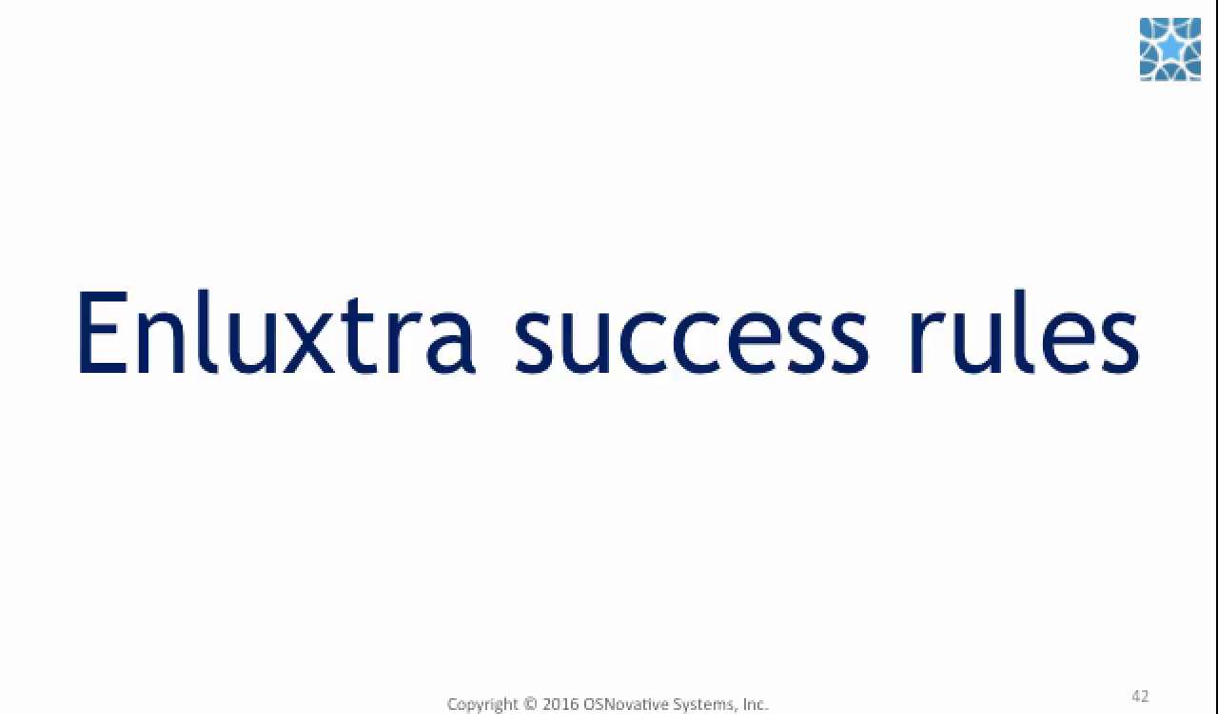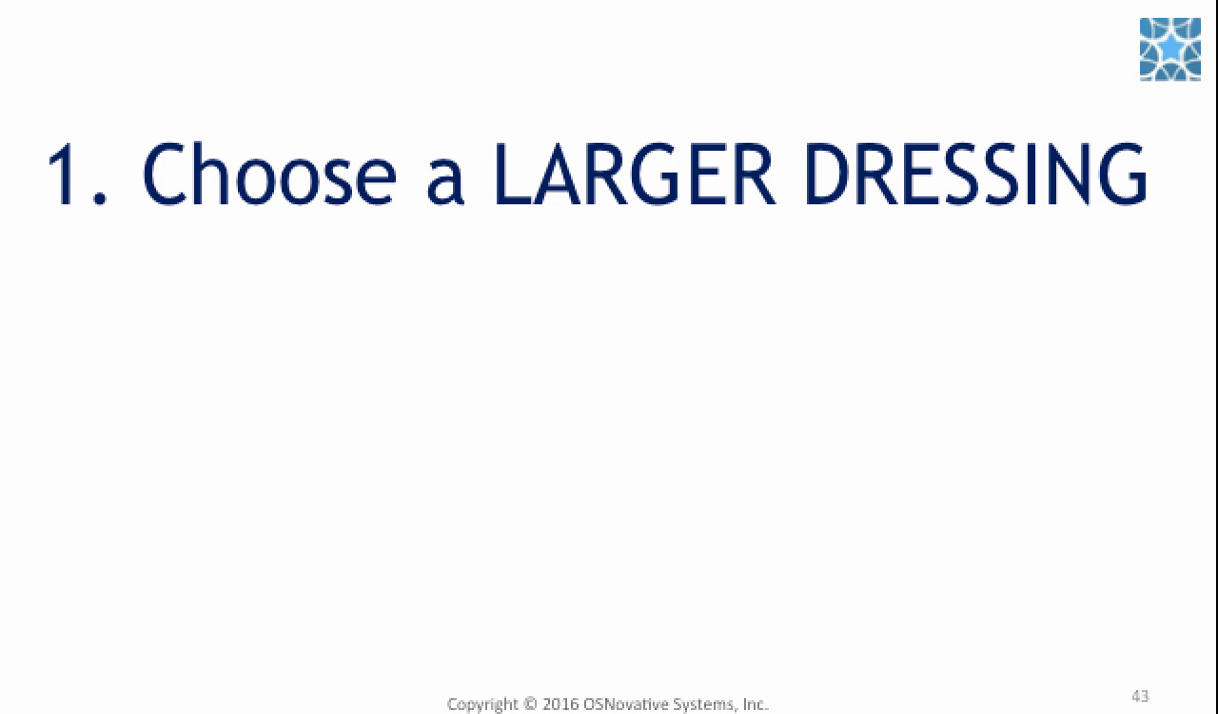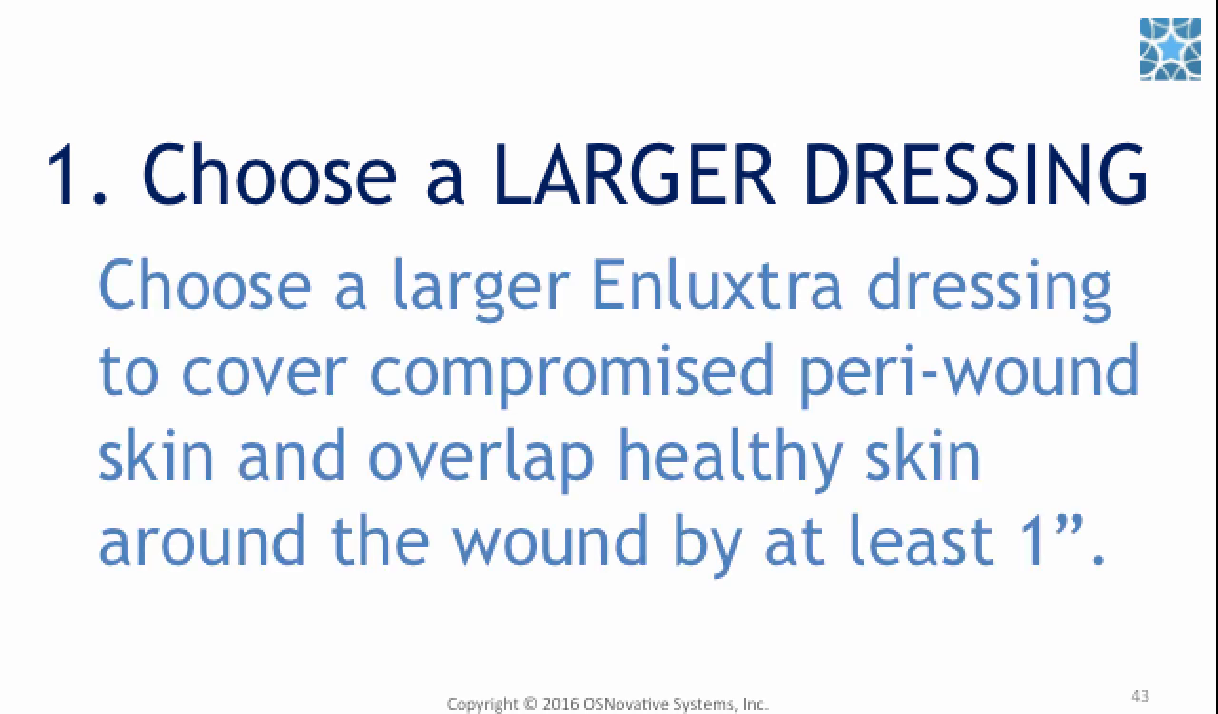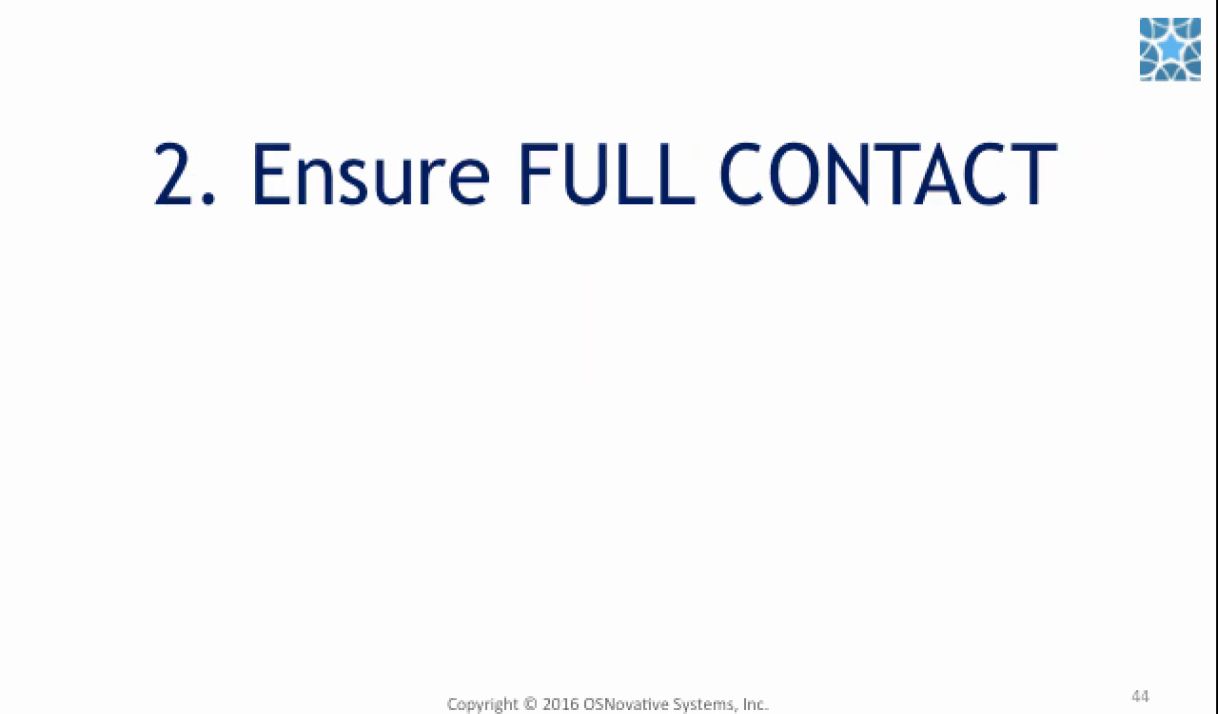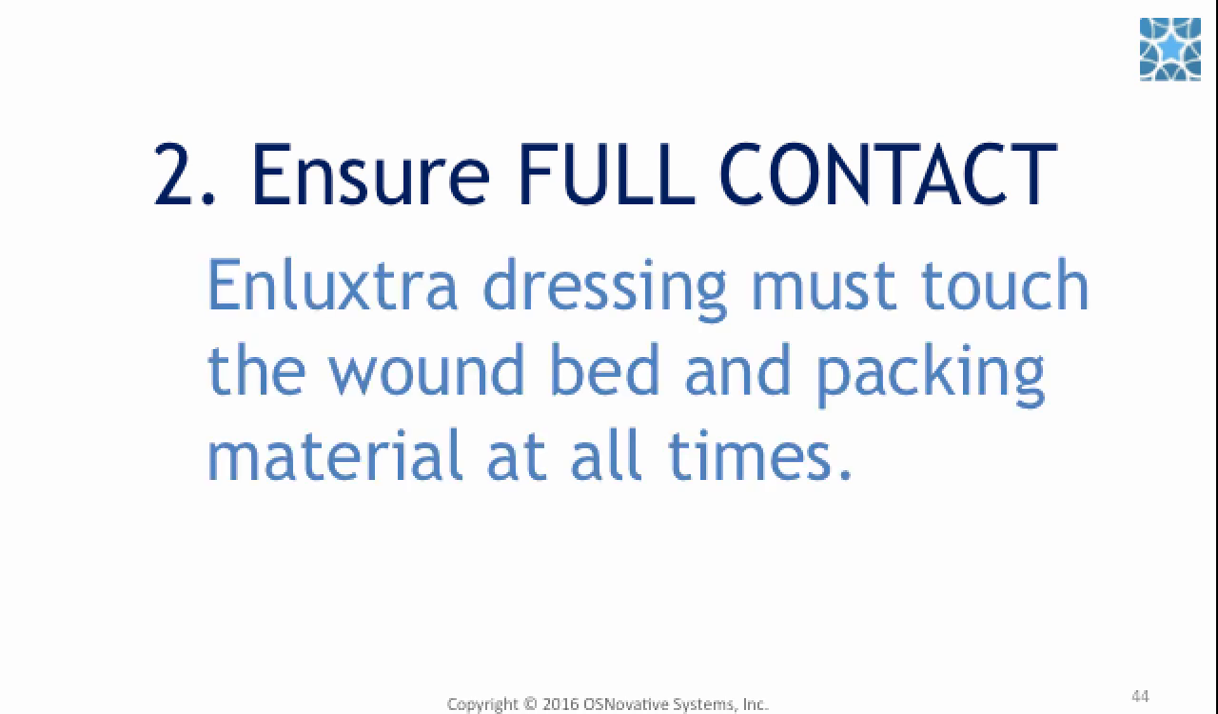So, key rules to remember. Choose a larger dressing. Enluxtra must cover the compromised periwound skin and overlap the healthy skin around the wound by at least 1 inch. Ensure full contact. Enluxtra must touch the wound bed or packing material at all times.